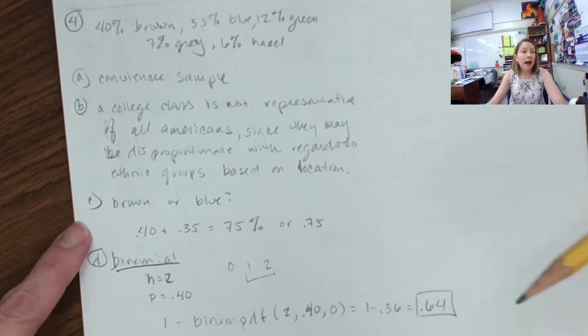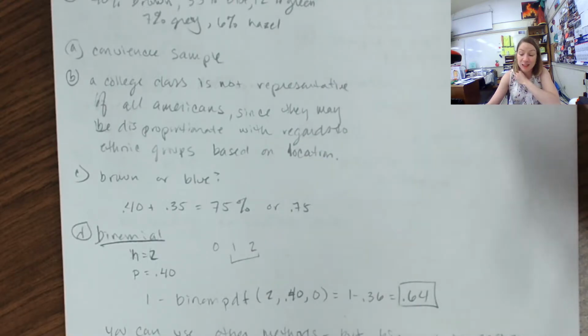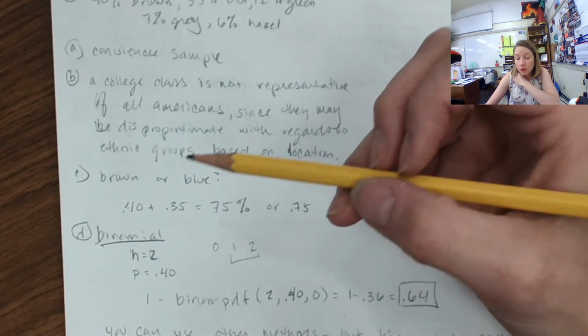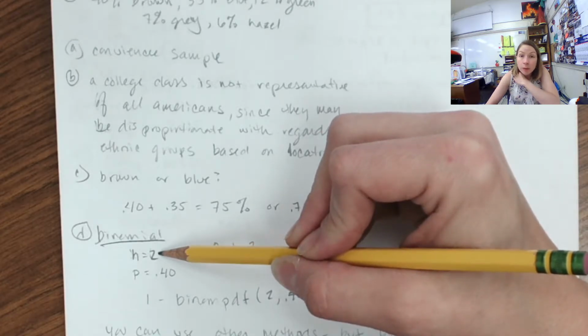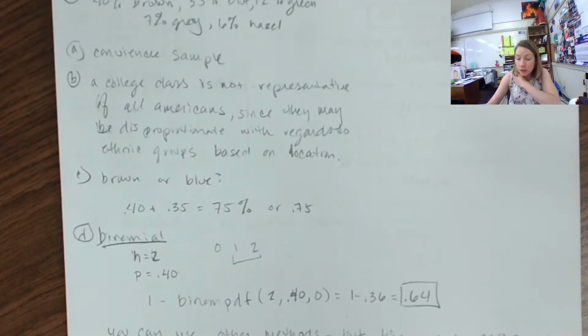Part D, I used binomial. We didn't have to. You could do a lot of different things with this one, but I used binomial just because it was the easiest way to do this one. And so we're selecting two people. We know the probability of having brown eyes is 0.4. And so I want to know what is the probability that at least one of them has brown eyes, right? So that means one or two people are going to have brown eyes.